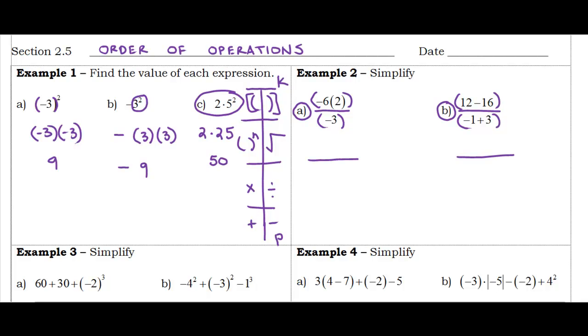So for 2A, what do you have on top? -12 on the bottom, -3. When you divide a negative by a negative, what do you get? Positive what? 4. Okay. In B, what do we have on top? -4 on the bottom, 2. What do I get when I divide a negative by a positive? 4 divided by 2, 2.